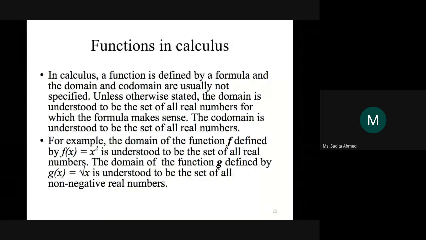Similarly, if you had a function, let's say i(x) or p(x) or whatever, which is equal to 1 by x, and if the domain and codomain are not specified, then you can assume by default that 0 is not going to be in the domain. Because 1 by 0 gives you infinity. So we assume something like that.